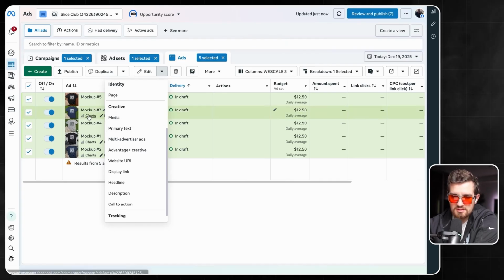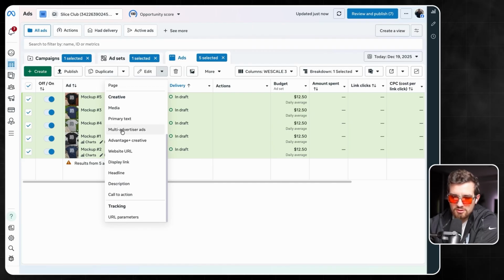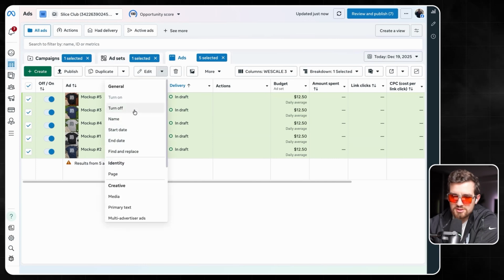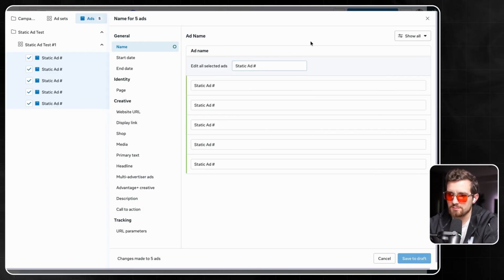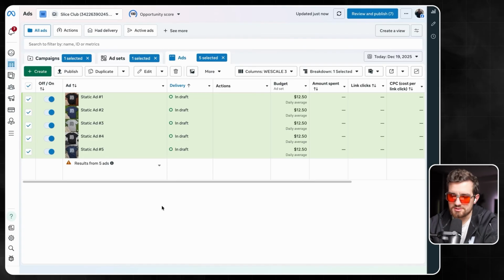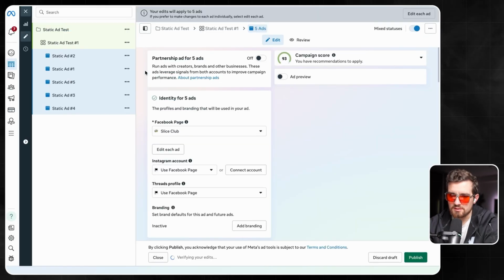That's just changing the image. Primary text, that's updating the ad copy. That's turning off the annoying checkbox we always turn off. Advantage plus creative, that's the other fun stuff we turn off. So fun stuff. Now let's change the name. And we're going to name this static ad number 1, 2, 3, 4, 5. Save the draft. Then click edit.